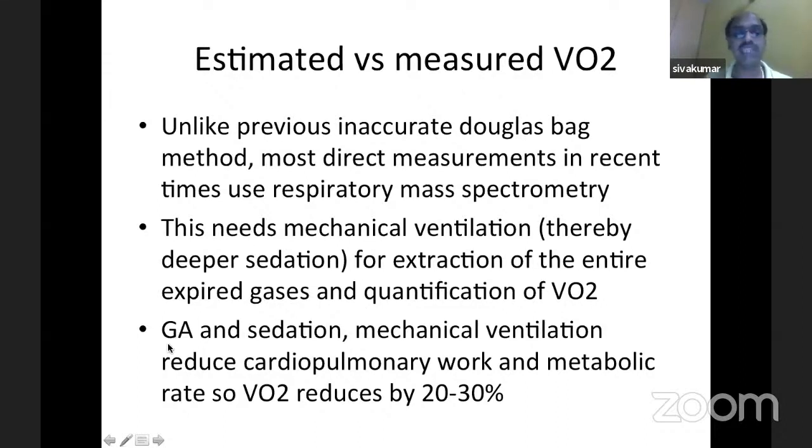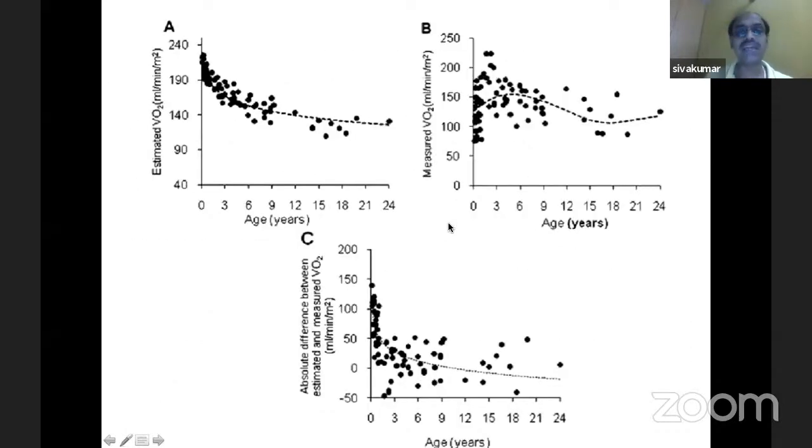So obviously this means general anesthesia, sedation and mechanical ventilation are needed for respiratory mass spectrometry, and all these will reduce the cardiopulmonary work and reduce the metabolic rate. And so the VO2 will reduce by 20 to 30% just because you are using respiratory mass spectrometry. So now we can understand what is called an overestimation here, which means in smaller and smaller age, I had a very, very high VO2 because of the LaFarge formula. But when I use respiratory mass spectrometry, I am having a much lower value.